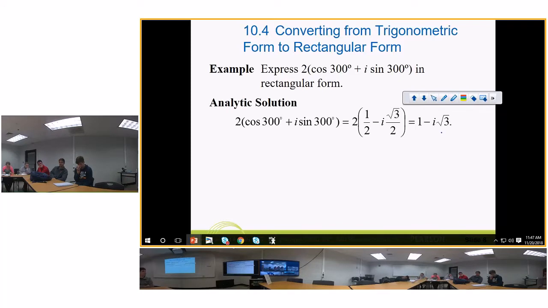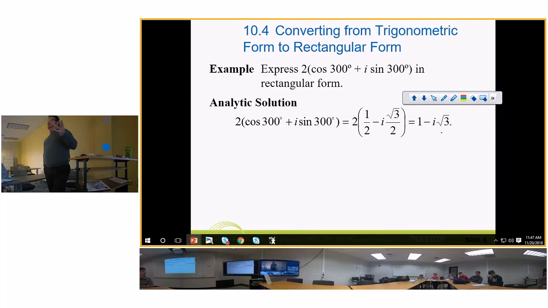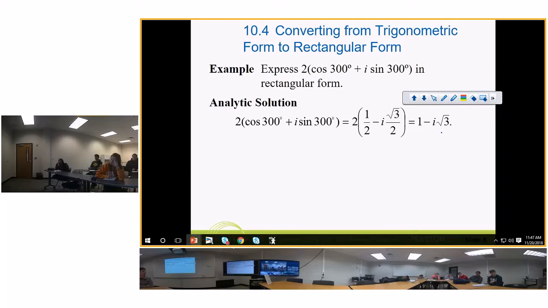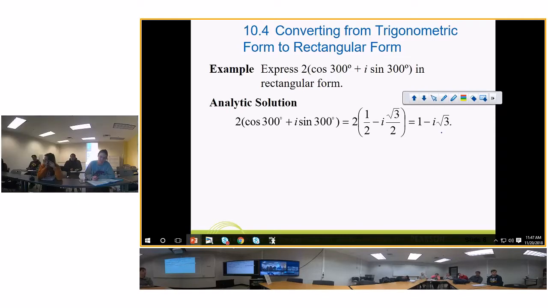What do we got to bring back? Our special angles. What is 300 degrees? Well, it's 270 plus what? 30. But 30 would be 60, would it not?